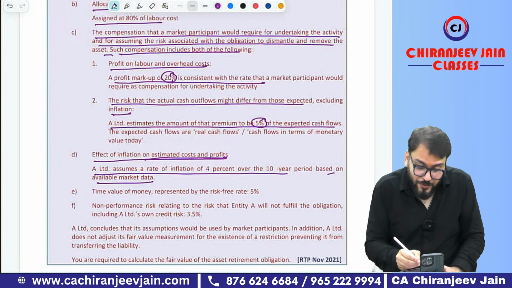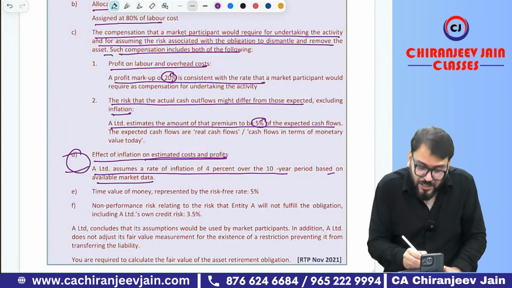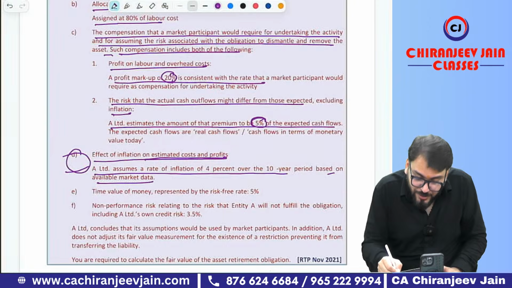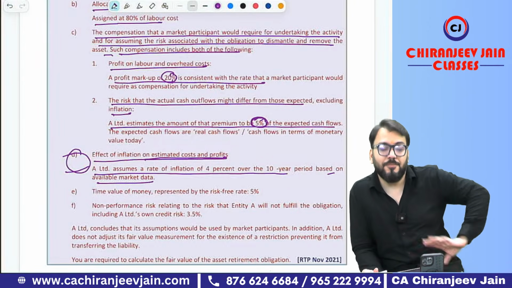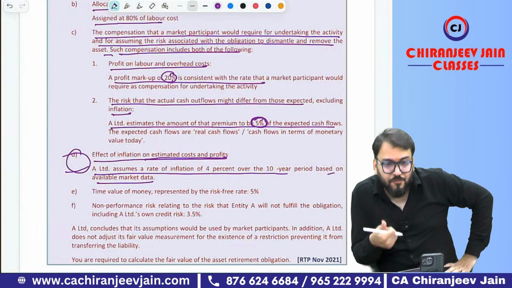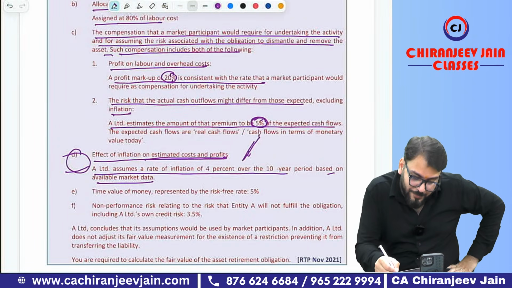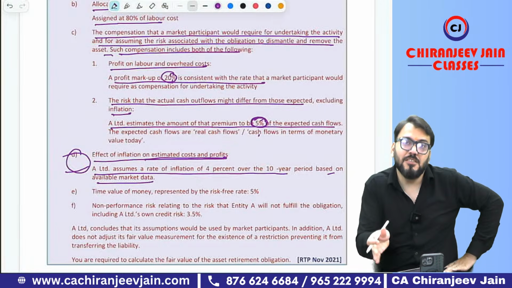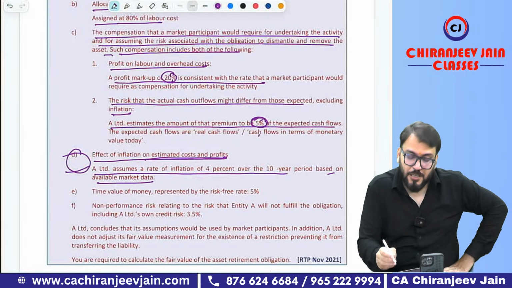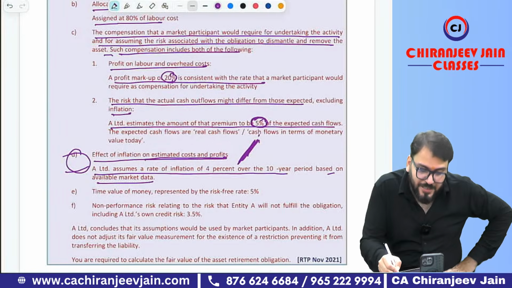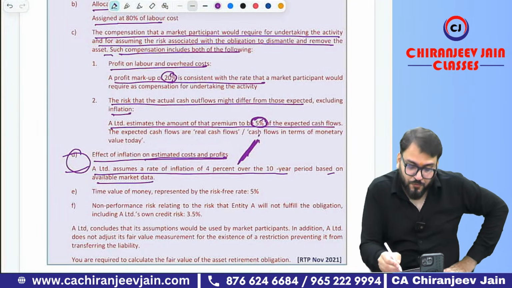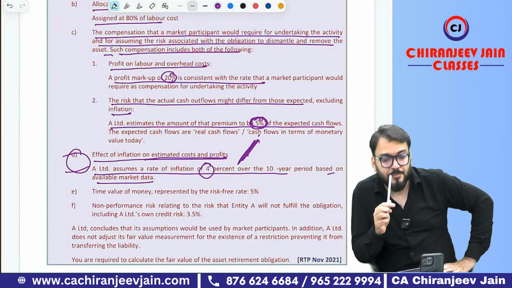Now the question is whether first we add inflation or first we add the risk premium. What do you think? Here only doubt will come. First we should add inflation, or first we should add risk premium? If you have understood this, then the question is very easy. If you do not understand this and you make a mistake here, the question is complicated. So first you will add 5% or first you will consider inflation.